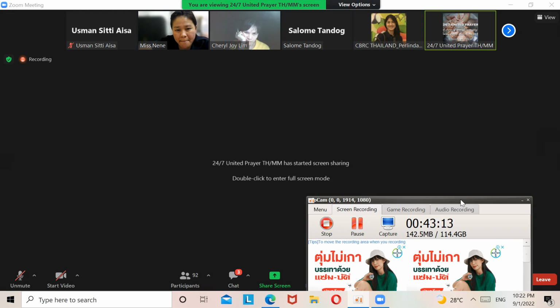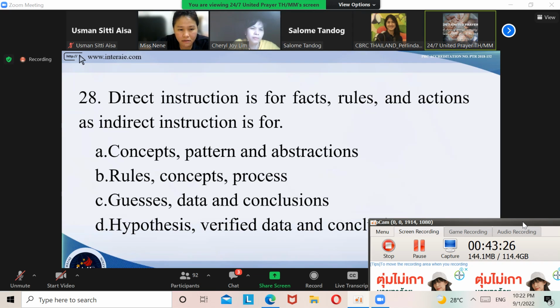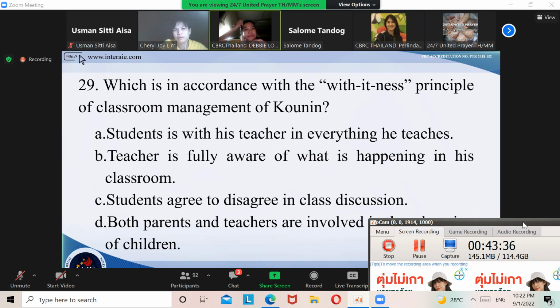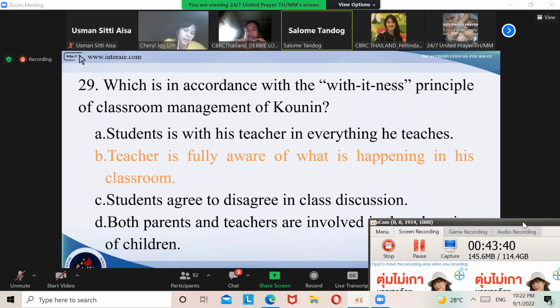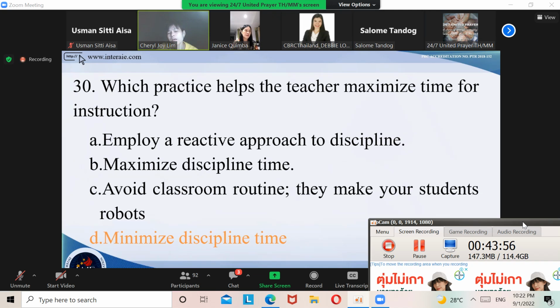The answer is letter A. Yes, variety. Okay, 28. The answer is number 28. Letter C? No, concepts, letter A. Concepts, patterns, and abstractions. It's letter A. Then 29. Letter B. Yes. 30. Letter B. Minimize? Letter B and letter D are the same. No, minimize, no. Yung letter B, maximize.